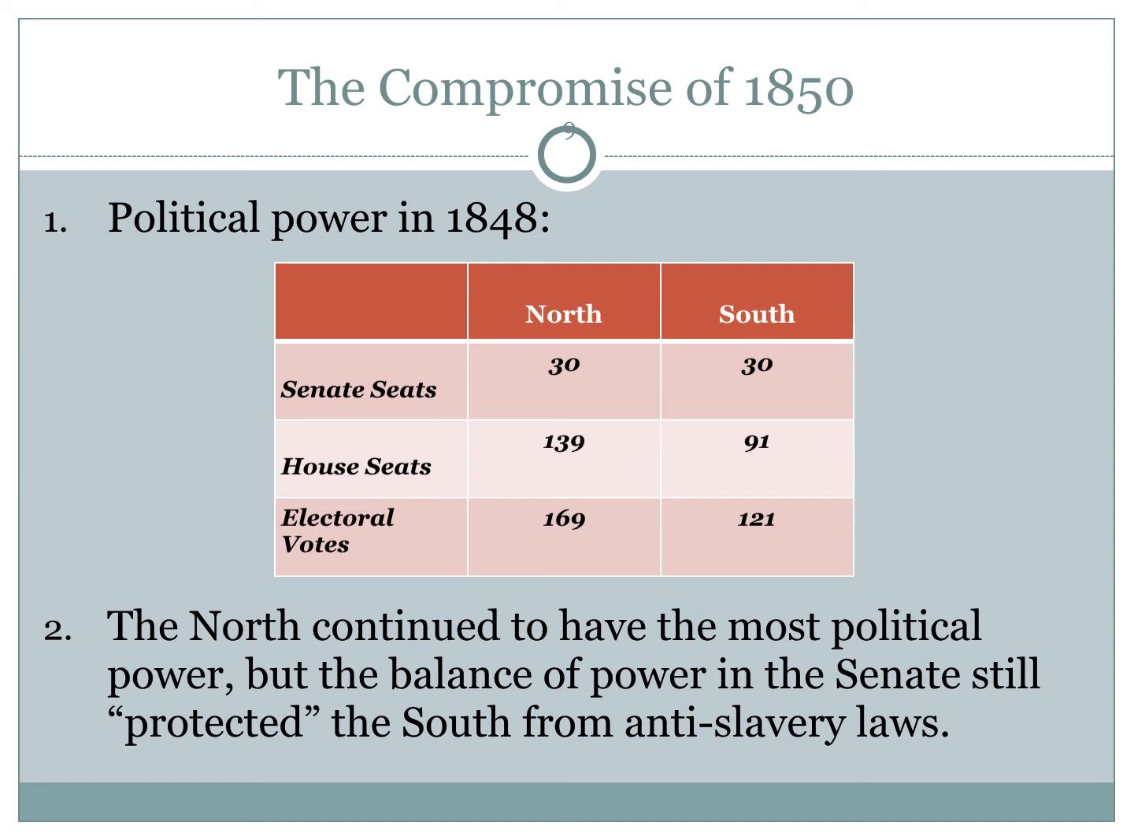So, what these numbers effectively mean was that the North continued to have the most political power, but the balance of power in the Senate still protected the South from anti-slavery laws. Right? The South could block any anti-slavery laws from getting through the Senate.